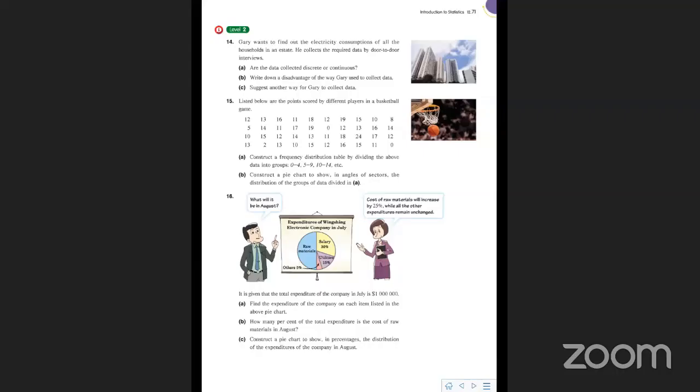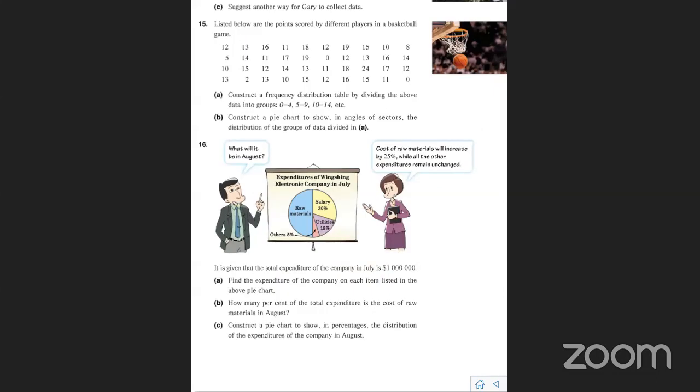And then you also need to do number 16. For 16, what will it be in August? Expenditures of Wing Electronic Company in July. Expenditure means the money you spend. The money you spend. Hi, Eugene. What's questions? You have questions?